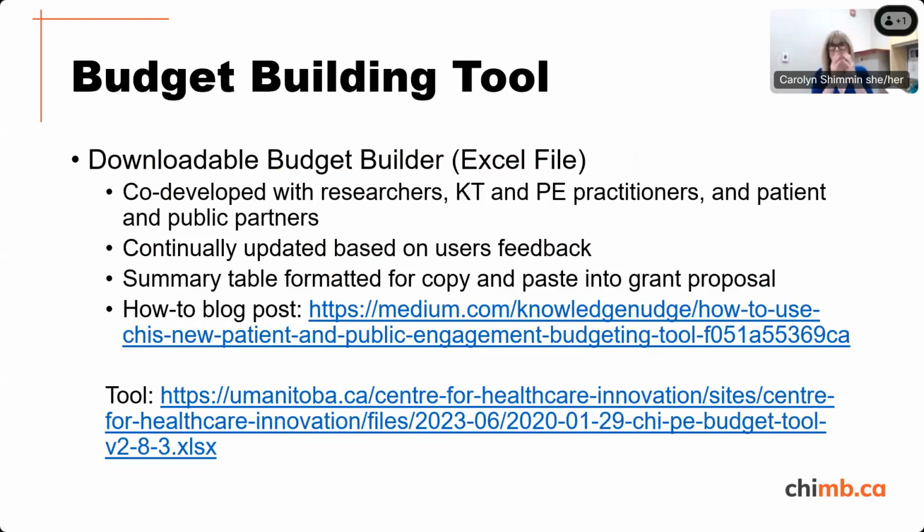And so our little budget building tool now will start helping you put this together. It's an Excel file, and it was co-developed with researchers, knowledge translation and patient engagement practitioners, as well as our community partners. And we continually update it based on user feedback. We got some recently, we're updating it again. It has a really cool summary table that's formatted for copy and paste into a grant proposal. So that's kind of neat. It gives you that one-stop shop. We do have a how-to blog as well, but we can take a look at it.